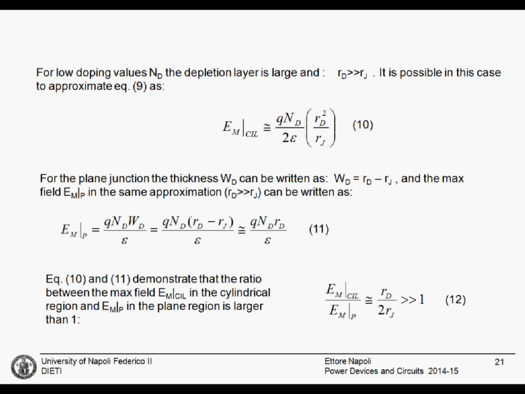Which is the point? The point is that, as we do expect, the electric field at the edge of the junction in the cylindrical region is larger than in the plane junction. And the breakdown will happen there, earlier than we expect.